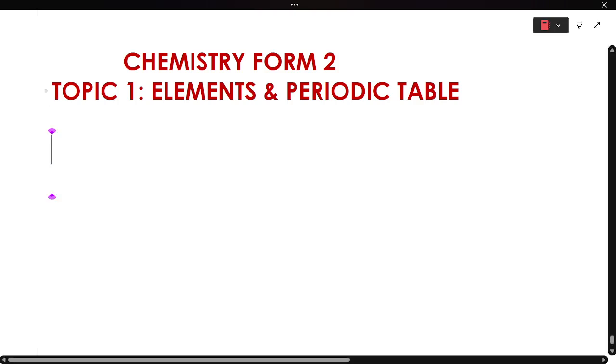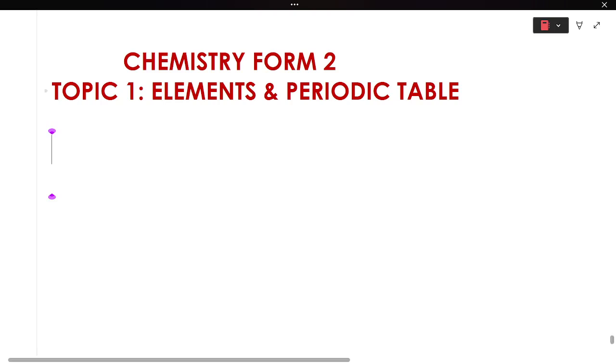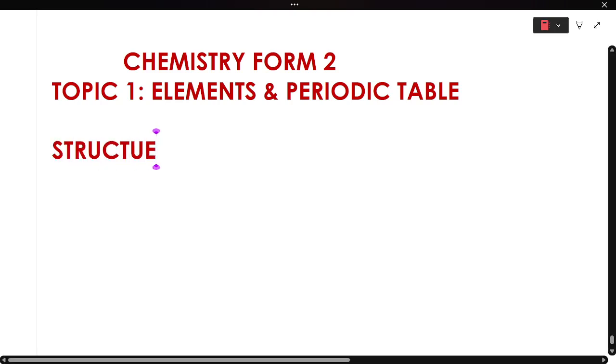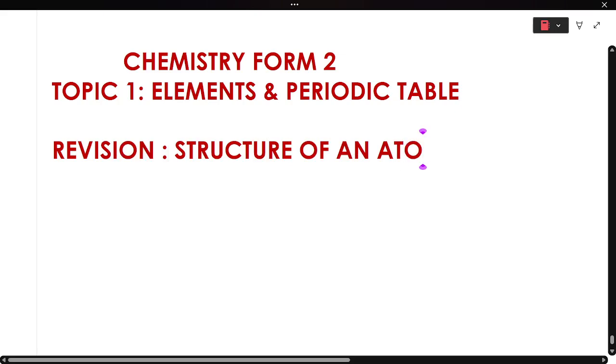So let me just have that reminder, let us just look at the structure. Just a reminder, right? A revision, which is the structure of an atom.